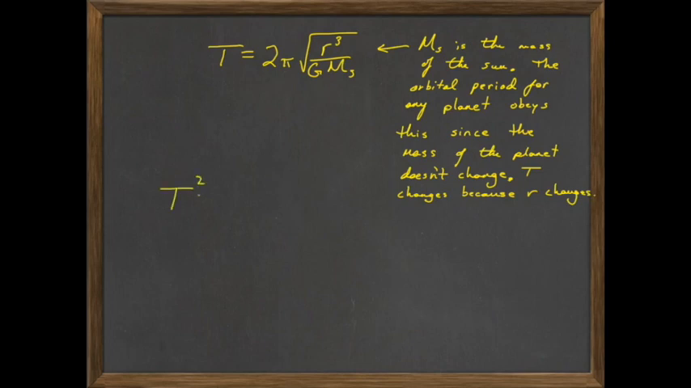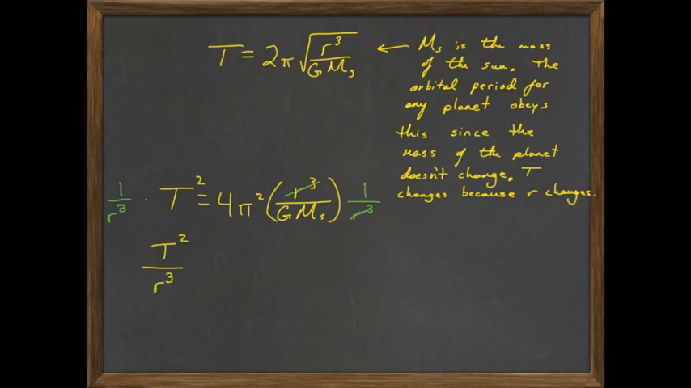Okay, so for the orbital period, if I square both sides, the 2 pi becomes 4 pi squared, but it gets rid of the radical. So now I have r cubed over the gravitational constant times the mass of the Sun. Now if I divide both sides by r cubed, that gets rid of it on the right side. And then on the left side, I have the ratio I wanted, which is period squared divided by the orbital radius cubed, equal to 4 pi squared over the gravitational constant times the mass of the Sun.